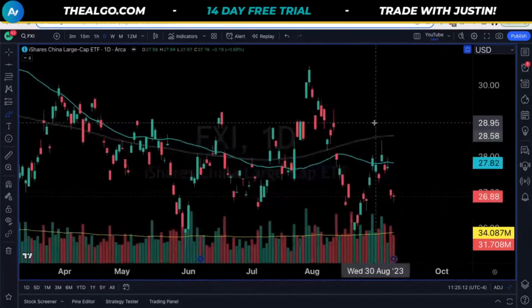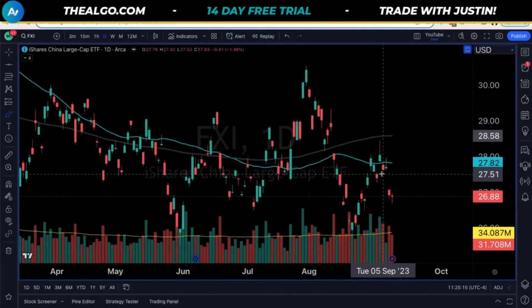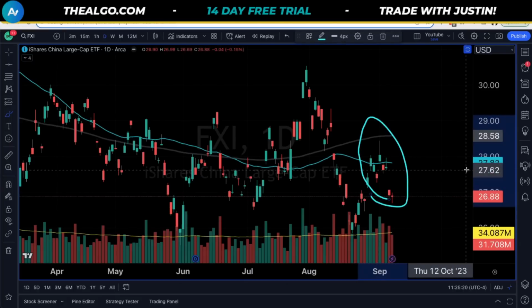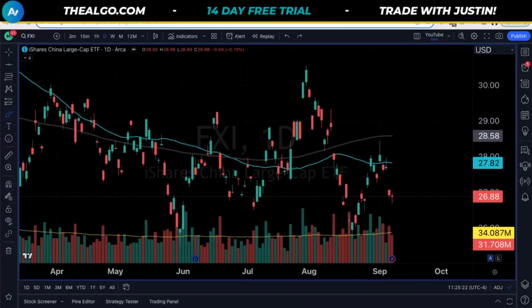I'm looking to FXI or China. Man, this is terrible. They've been spending a lot of days below, one, two, three, four, but 5 out of 6 as well. With a G20 summit and China not present, this does not look good.